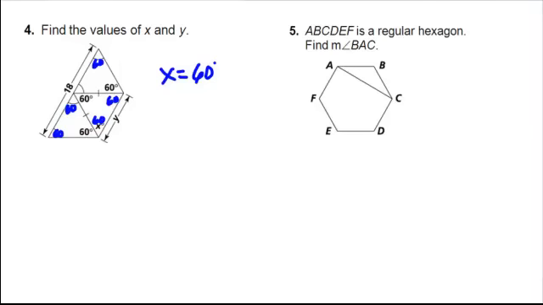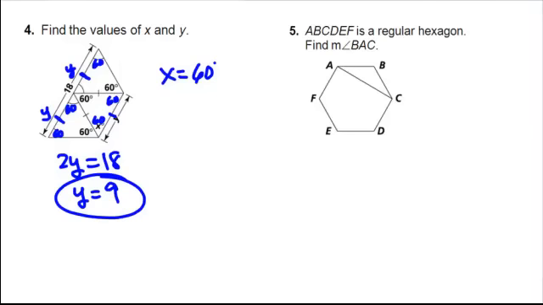I also know that these are all equilateral triangles. And so this side has to equal this side. And if two of these sides are equal to 18, these are all equal. This must be a y, and this must be a y. So 2y must equal 18, making y equal to 9. And I'm done with my problem. Okay, last problem.